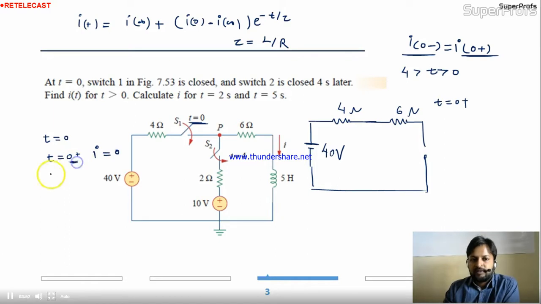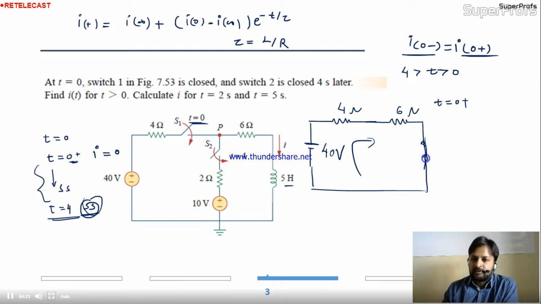But after this time, the circuit will become steady state. Means at t equal to 4 seconds, what will be the condition for the circuit? Will the circuit be in a steady state or not? This is a long time the circuit is working in. It means the circuit reaches the steady state. Okay. So in the steady state, the inductor works as a short circuit. So for the steady state current, I will short it. Everything will remain the same. And this current I'll call I infinity.